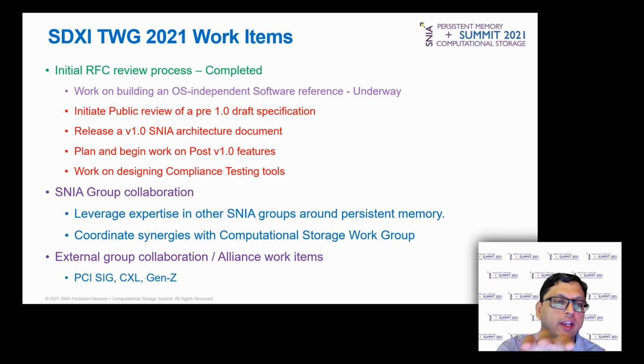As you can see, we have a list of work that we want to do this year, and we are also collaborating with other SNIA groups around persistent memory and the computational storage work group, because collaboration here is going to be important to move the industry forward, and that includes collaboration with PCI SIG, CXL, and Gen Z.